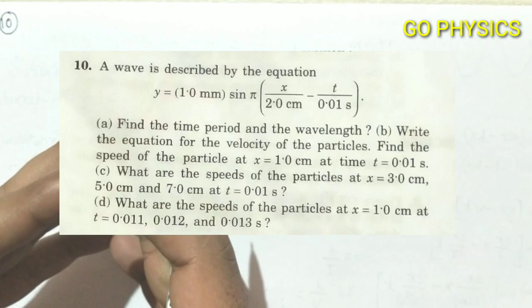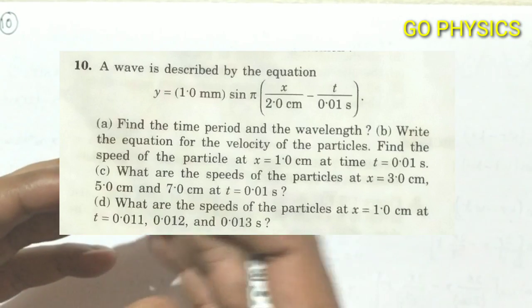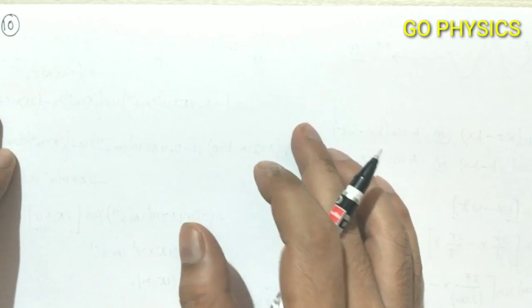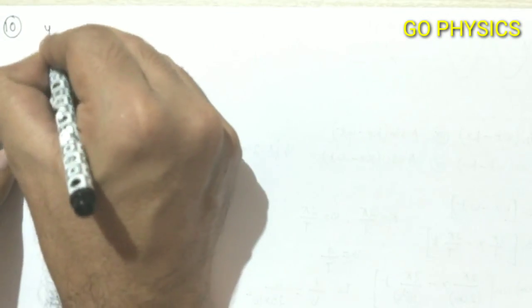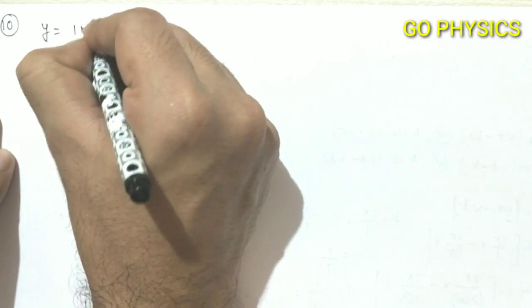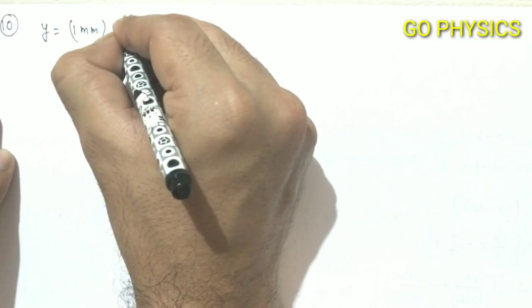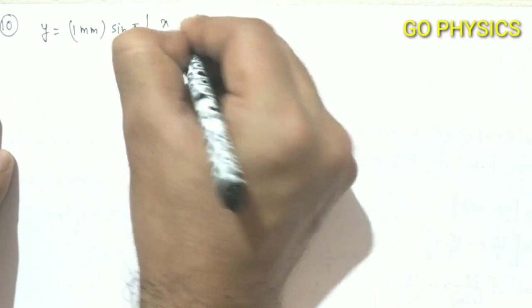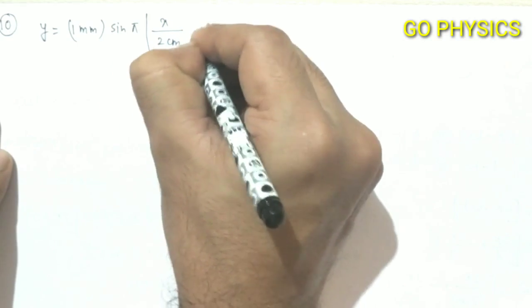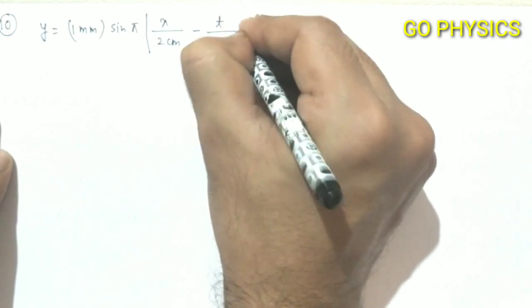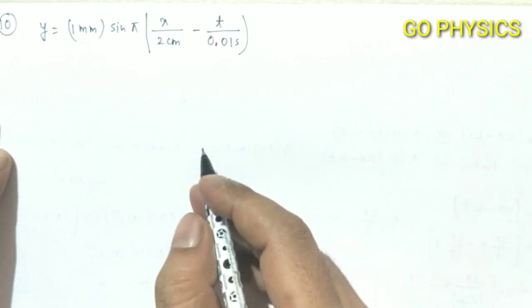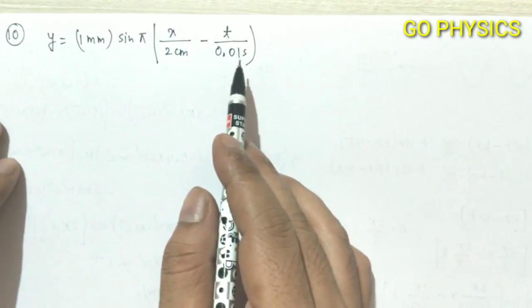Now let's see question number 10. A wave is described by the equation. The equation is given. Find the time period and the wavelength. First see the A part of the question. The equation of wave is given as y equal to 1 millimeter sine pi x by 2 centimeter minus t by 0.01 second. This is the wave equation given in the question.